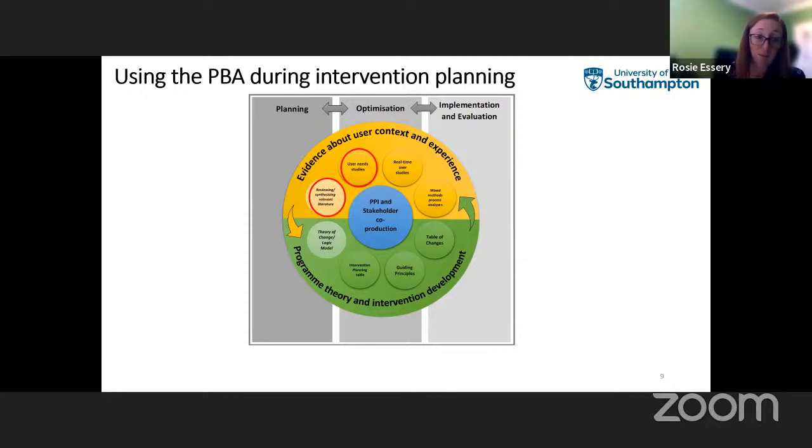And as well as reviewing the existing literature and conducting qualitative research, this is also where early PPI and stakeholder input is really important too, particularly in situations where you have limited time and resources, and it may not be possible to conduct qualitative research.